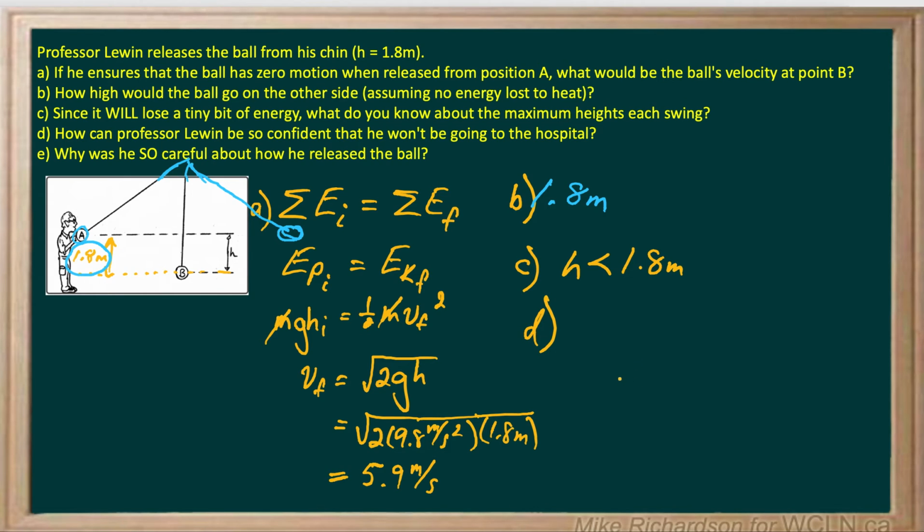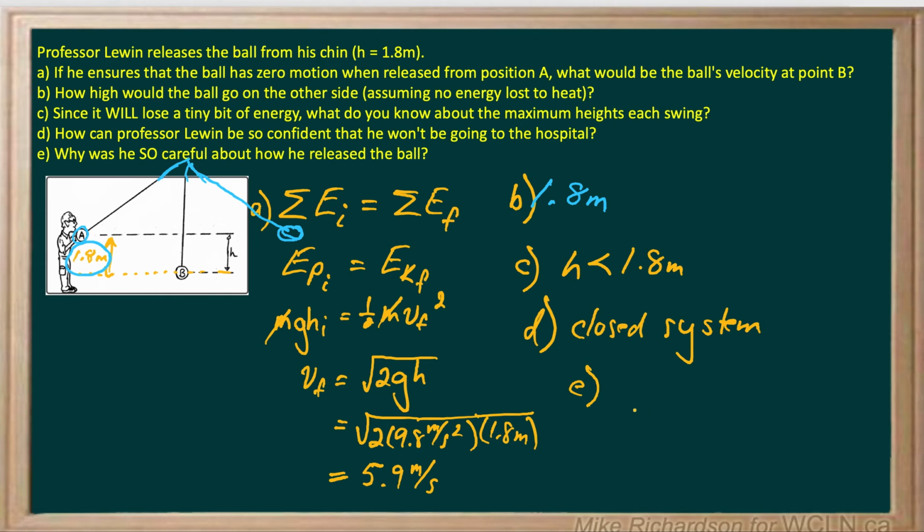Question D. So how can he be so confident that he won't go to the hospital? Well, simply because it's a closed system. There's nobody running out, adding any additional energy. So as long as he knows what his initial energy is, which is all potential, 1.8 meters off the floor, it'll never gain more energy than he started with. So it can't go past 1.8 meters.